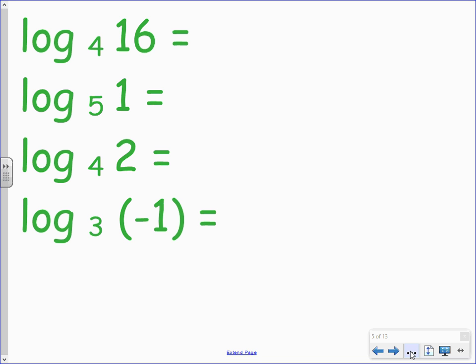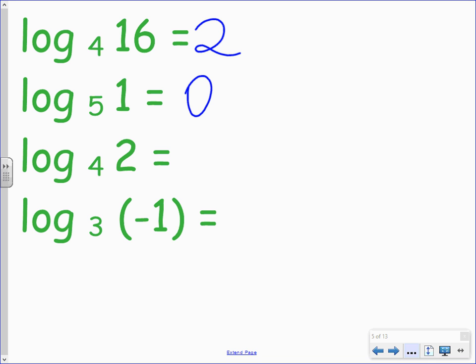Okay, when you're evaluating log base 4 of 16, you need to ask yourself, 4 to what power is 16? Connor, what's the answer? 2. 4 squared is 16, so log base 4 of 16 is 2. Okay? When we are evaluating log base 5 of 1, 5 to what power is 1?